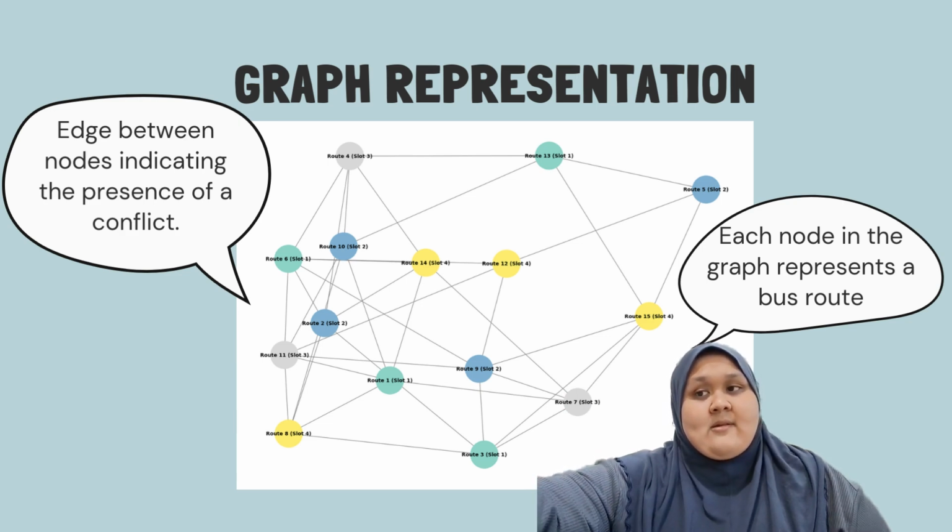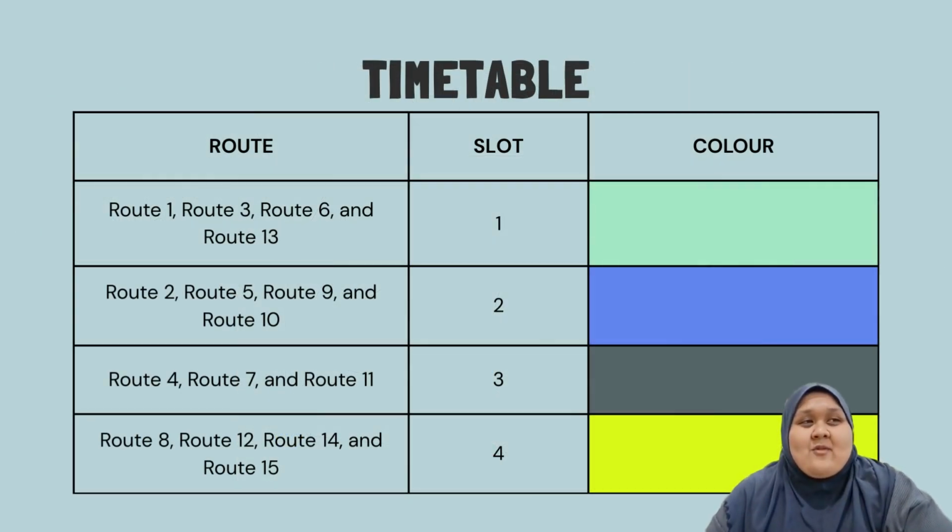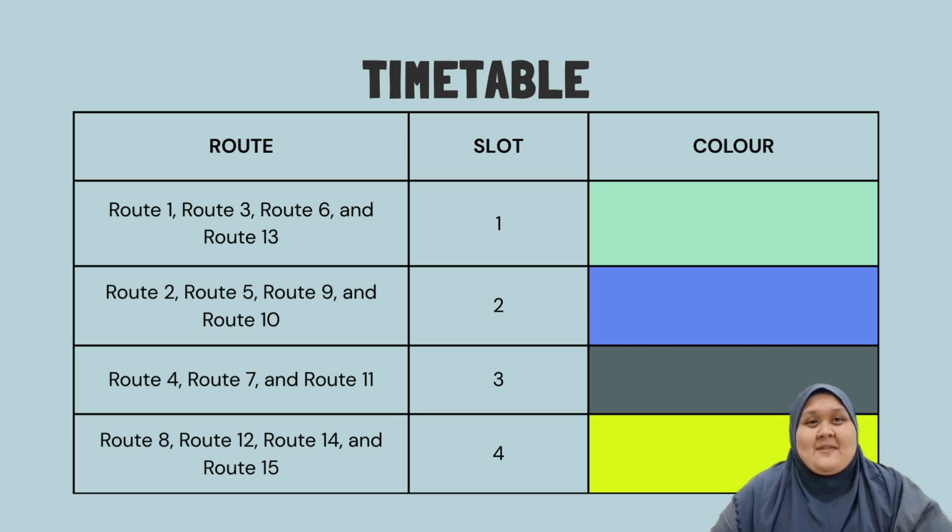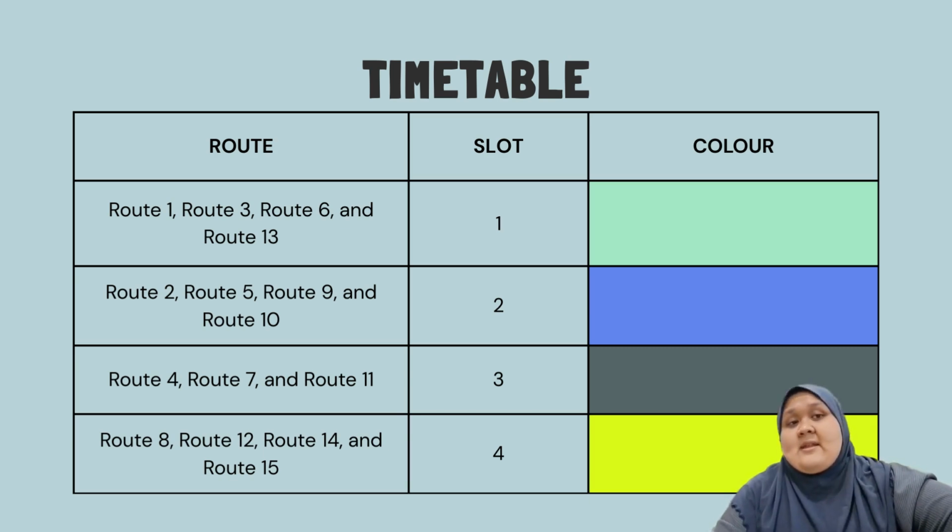Here we have our final timetable that was generated based on the graph coloring solution shown earlier. The table summarizes the route assignment into 4 different time slots, which are also represented by different colors for easier visualization. In slot 1, marked in green, we have route 1, 3, 6, and 13.